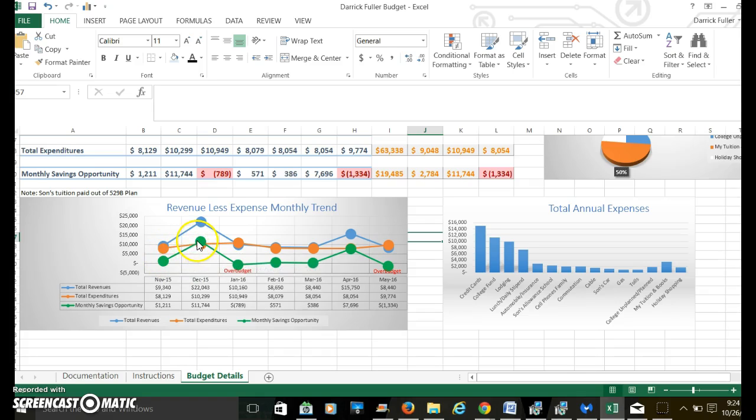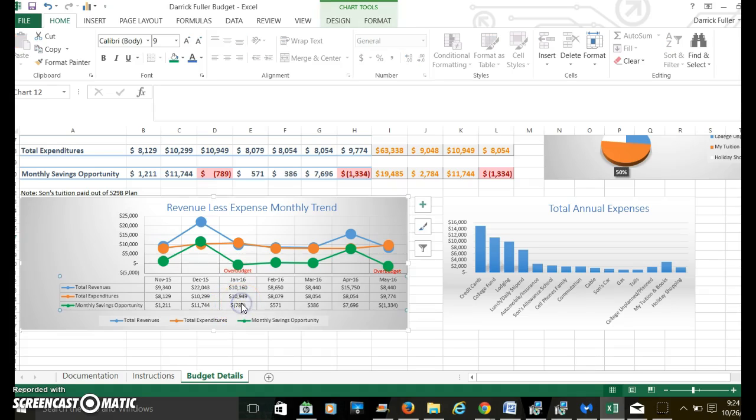And as we see here, each month savings opportunity is positive, with the exception of January, again making up for holiday expenditures in December. That's when you pay the piper. And in May, as you see here, I indicated with the text box, we're over budget for those 2 months.